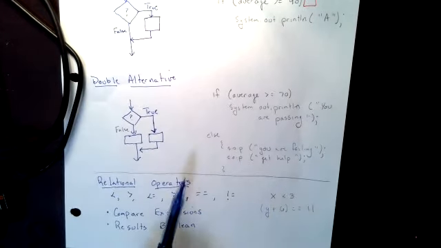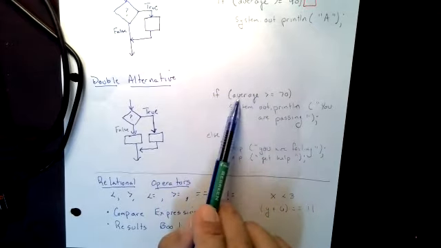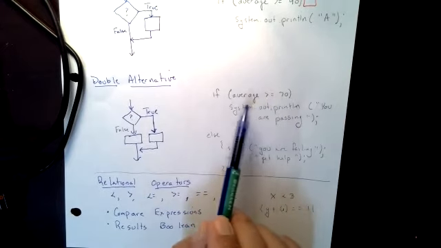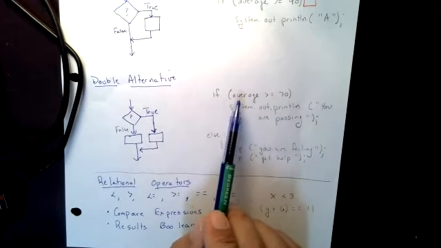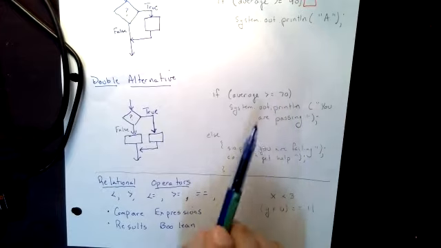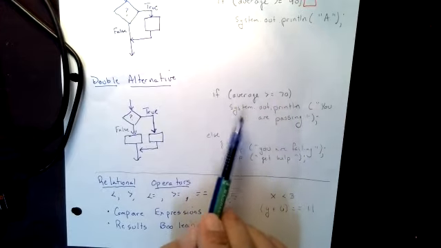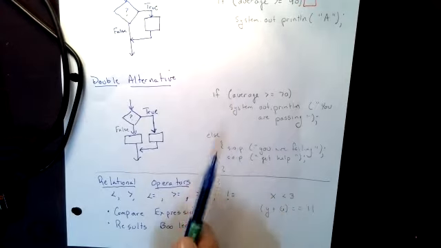Again, this guy's called a double alternative. If this is true, again, that's what I meant by a Boolean statement. This statement inside of the parentheses is always going to evaluate as true or false. If it's true, then I want to do this block of code. Since it's a single line, I don't have the braces. Else, do this block of code.